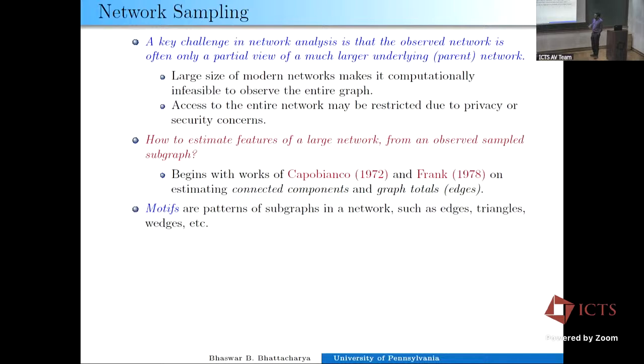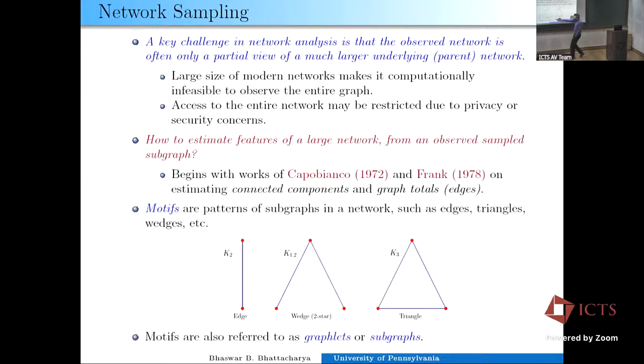And motifs are patterns of subgraphs in a network. So I'm going to have some pictures here and also fix some notation for the rest of the talk. An edge is just an edge. I denote it by K2 because it's a complete graph on two vertices. It's standard notation. The triangle is a complete graph on three vertices, so we call it K3. And a wedge is just one vertex connected to two neighbors, and that has a strange notation, K_{1,2}. It's the complete bipartite graph, with one vertex on one side and two on the other.